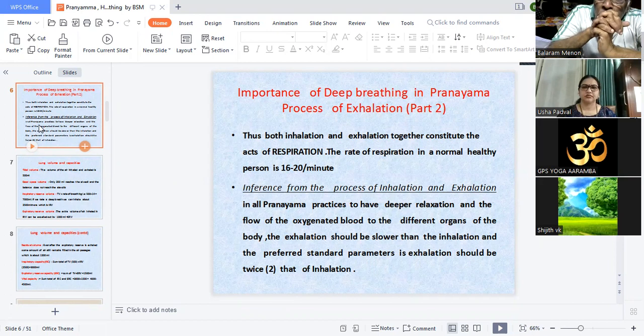The rate of respiration in a normal healthy person is 12 to 20 per minute. That is the rate of breathing. Yesterday I told you how to calculate the rate of breathing. You take dhyana mudra and just observe your breath as a passive observer, in dhyana mudra or prana mudra. I think Snail was not there yesterday. For 100 breaths, how much time does it take?